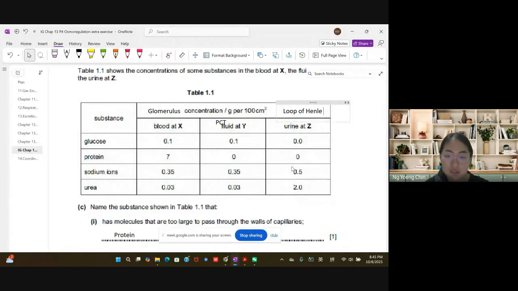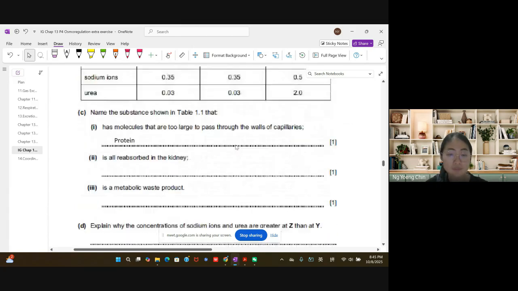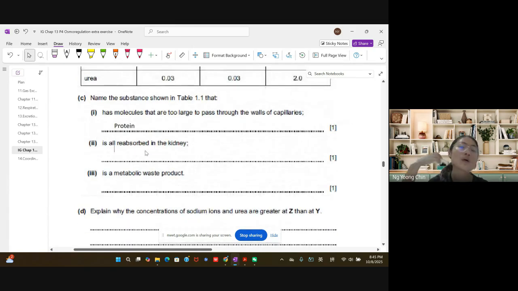So inside the tubule, right, they become lesser in water. So if the water becomes lesser, right, the solids inside, which are the sodium ions and the urea, will be increased in their percentage. So which one is all reabsorbed in the kidney? It will be the glucose. Just remember that glucose will be reabsorbed all in the kidney, okay, at the proximal convoluted part.